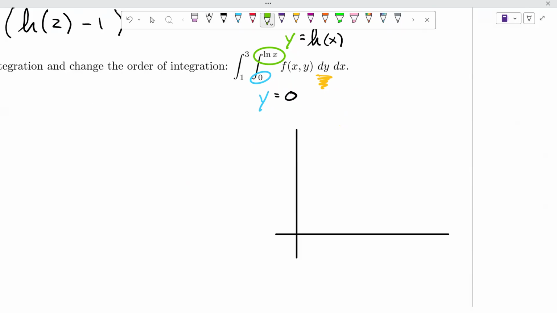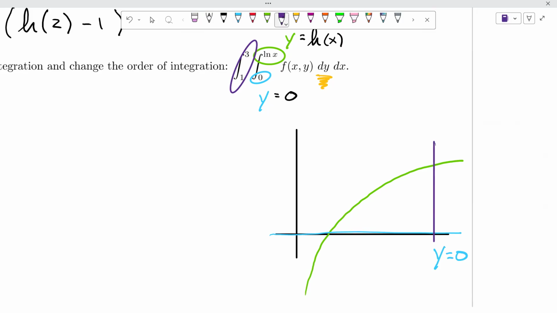So I can come through and graph those two things. Y equals natural log x is a curve, something like that. Y equals 0 is still our x-axis. I also have bounds for x. They're at 1 and at 3. So I'll have a vertical line at x equals 3, and then also a vertical line at x equals 1.